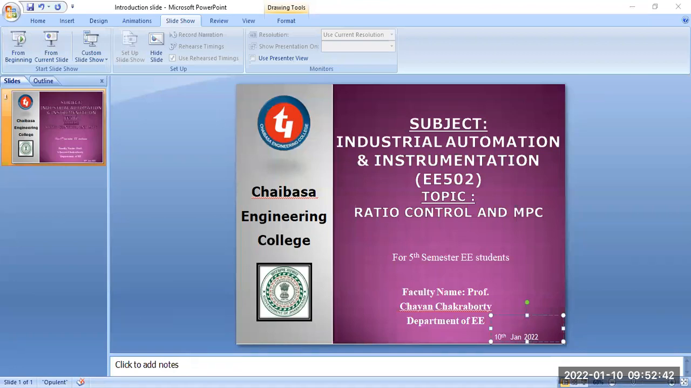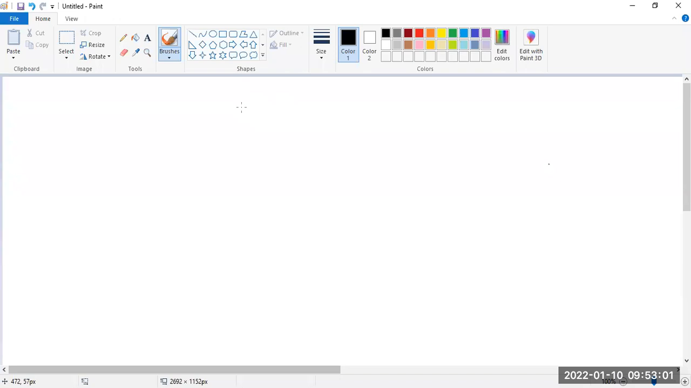Guys, today our topic is ratio control and MPC. MPC means model predictive control. So we have two classes, and within this period, we will cover this portion. Okay. So let's start. First is ratio control. First topic is ratio control.